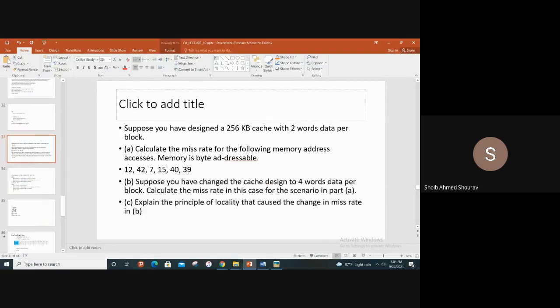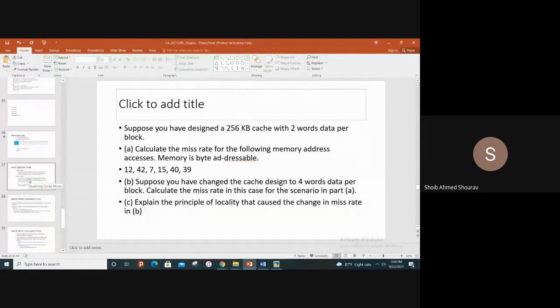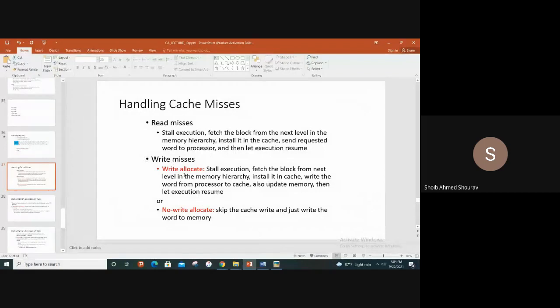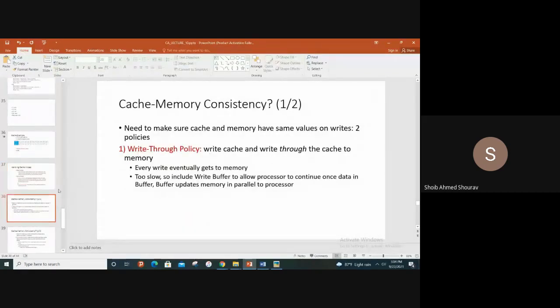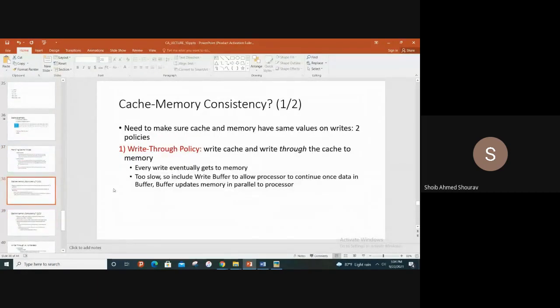Now, a few parts remain of this lecture. I'm going to go through them clearly. Write miss, and the write-through policy and write-back policy, two policies. Write-through policy is writing from cache to memory. Simple thing, cache to memory. Okay, it is slow. Every write eventually gets to memory. So write-through policy is cache to memory, cache to RAM. Memory is RAM, cache is cache memory. So cache to memory.